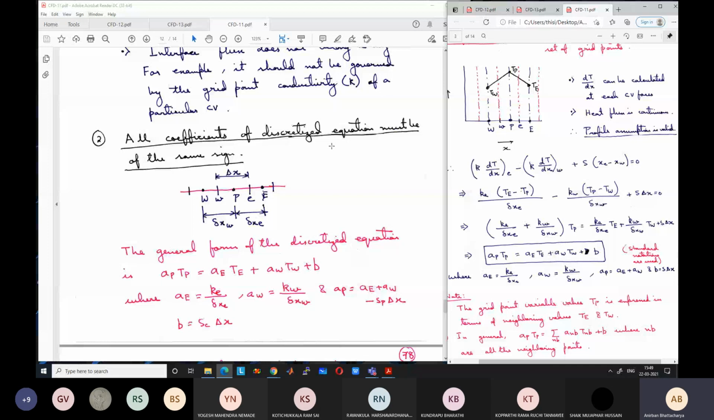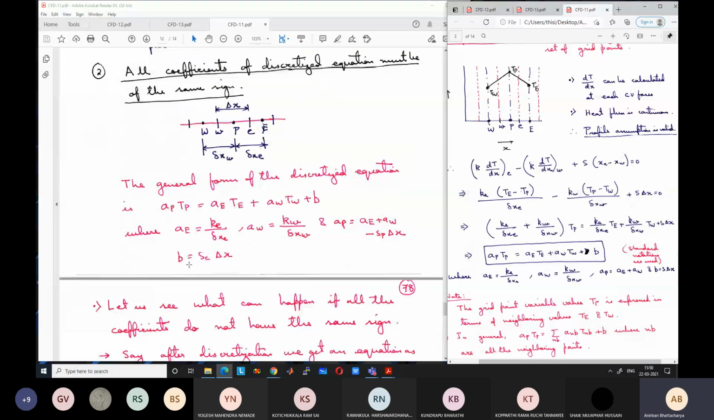So say you have a material and you suddenly increase the temperature at one point, its neighboring point temperature also should increase. It cannot decrease. So that's why all the coefficients should be of the same sign. And to ensure that all of them are of the same sign, it is preferable to have SP as negative, because AP is equal to AE plus AW minus SP delta S.